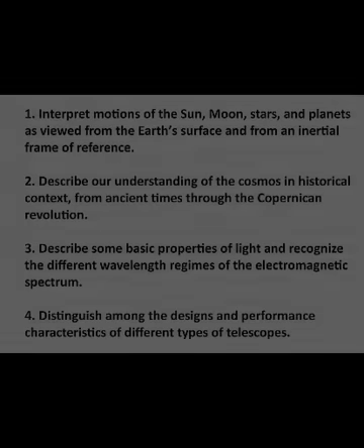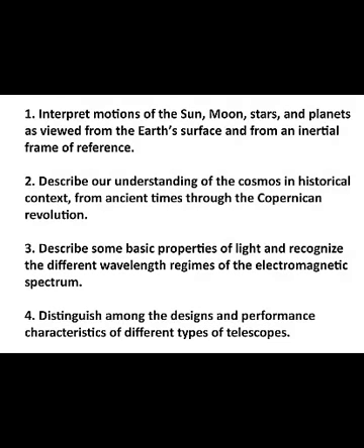The first unit of this course specifically tries to address the following course competencies listed for this course. 1. Interpret motions of the sun, moon, stars, and planets as viewed from Earth's surface and from an inertial reference frame. 2. Describe our understanding of the cosmos in historical context from ancient times through Copernican revolution. 3. Describe some basic properties of light and recognize the different wavelength regimes of the electromagnetic spectrum. And 4. Distinguish among the designs and performance characteristics of different types of telescopes.